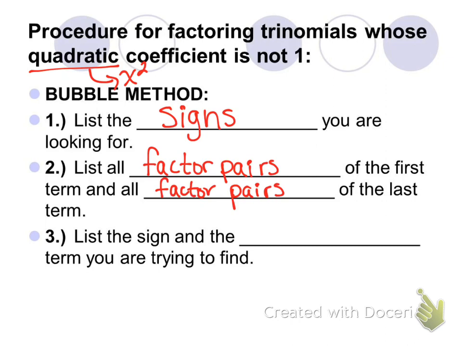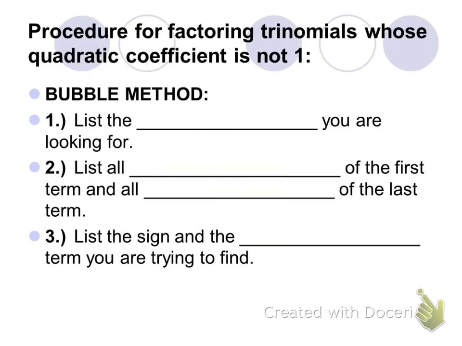Okay, and then on number 3, list the sign and the middle term you are trying to find. So as is normal in this class, this makes a little bit more sense once we actually do the method as opposed to just writing out the words. So let's give it a try.